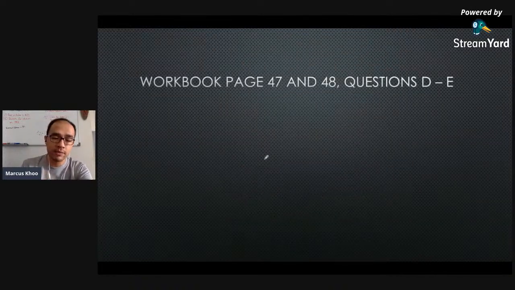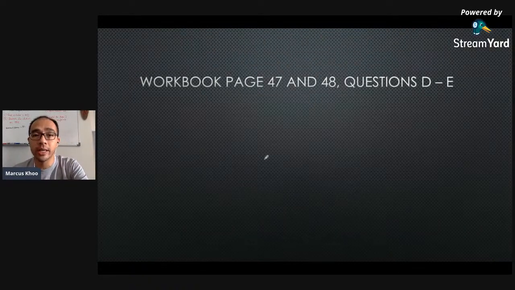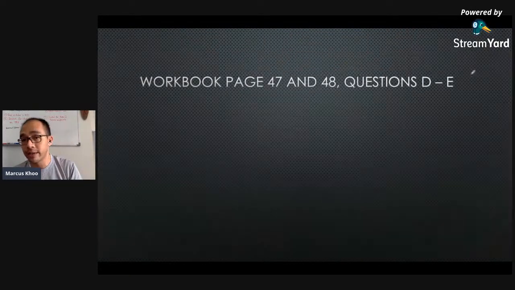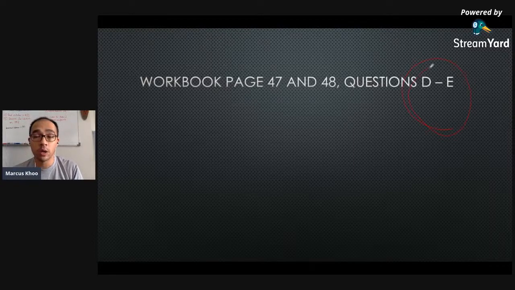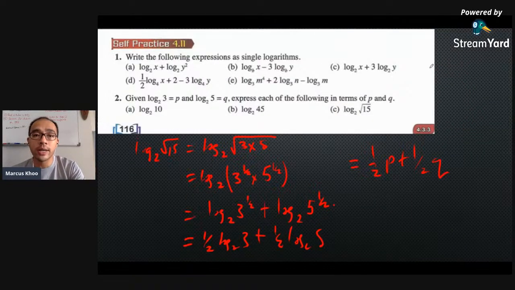Okay, so the first task for the day is these 2 questions on page 47 and page 48 in your workbook. Questions D and E. If you can go through all these 10 questions in these 2 sections, it is an achievement in itself. Of course, try to answer the textbook questions as well. But I just want to show you how to use the laws of logarithms.